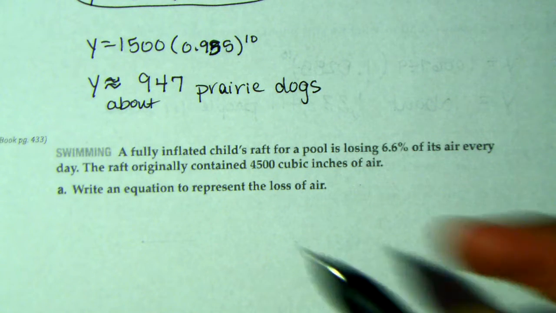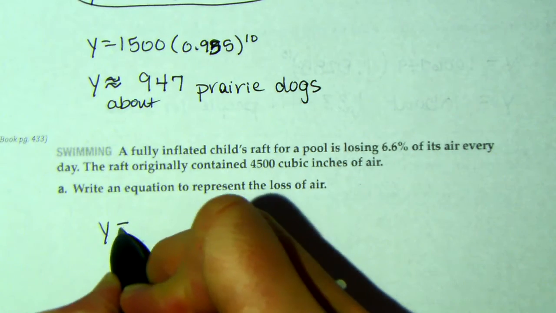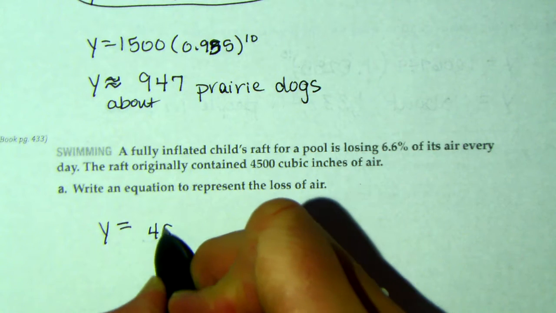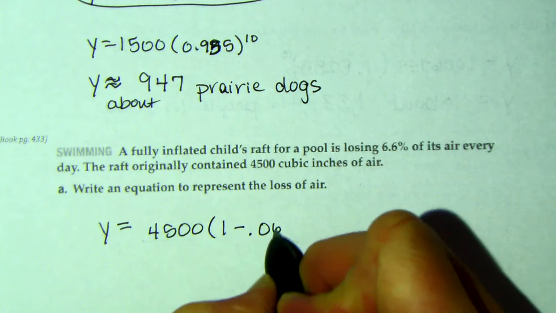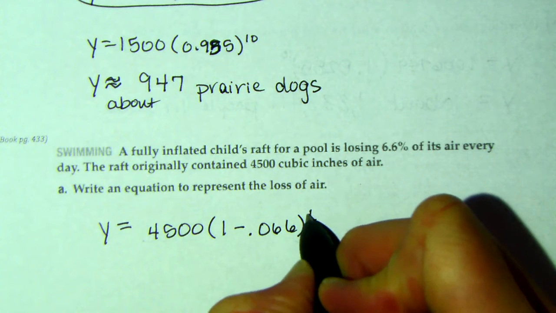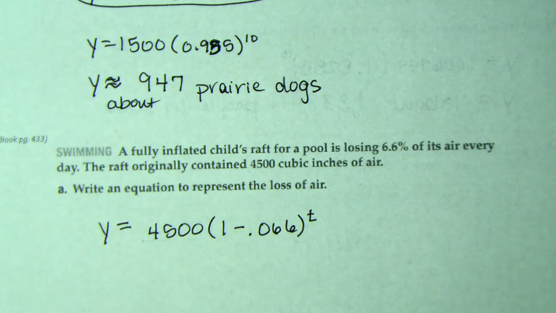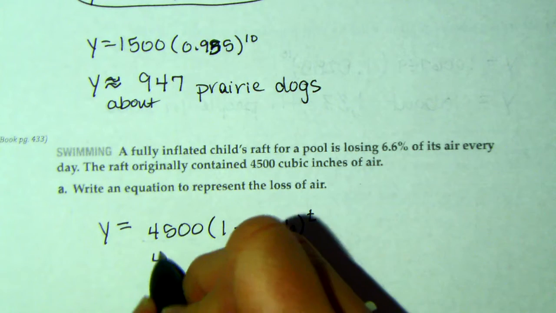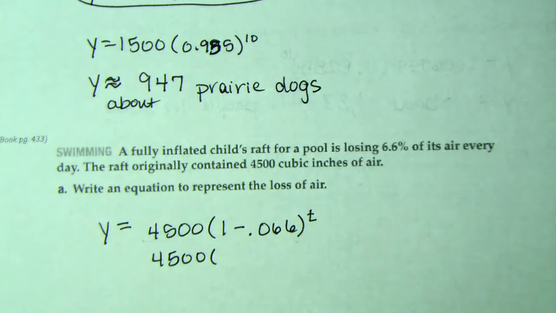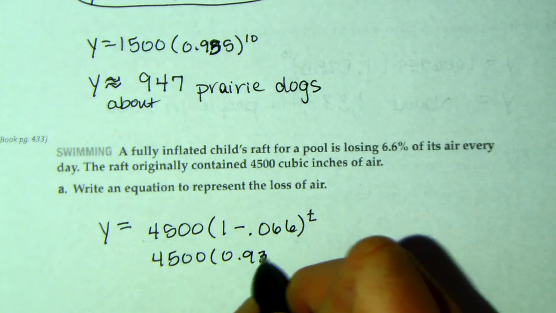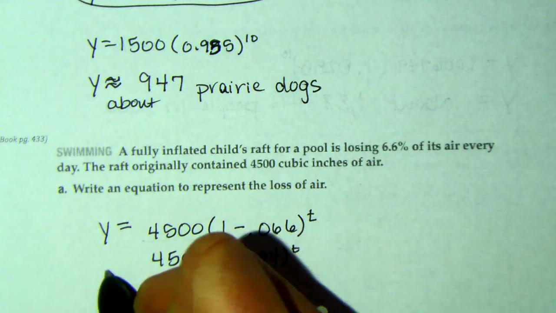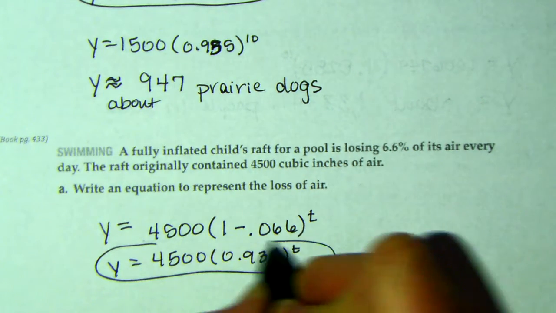So, yeah, this is decay. So it is decay. So y equals 4,500, the initial value, times 1 minus 0.066. Memorize these equations for the test. Or are you going to have them written up there? So 4,500, nope. And it will be 0.934, right? So there's our equation.